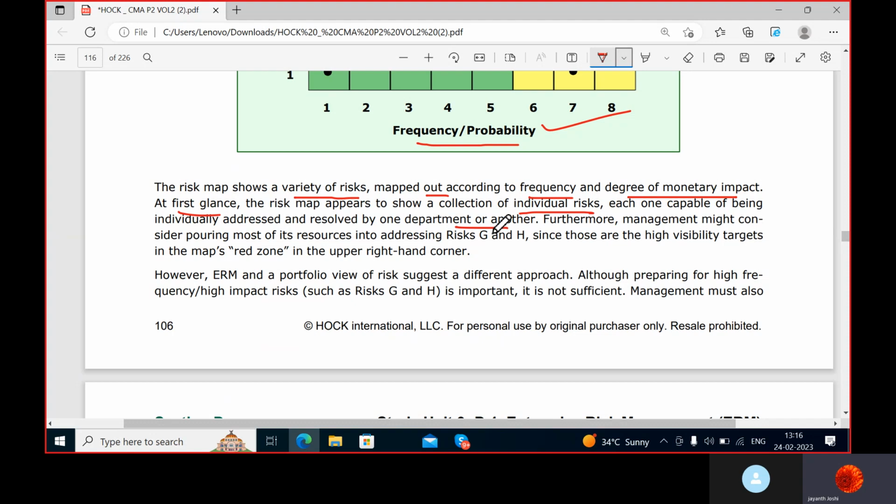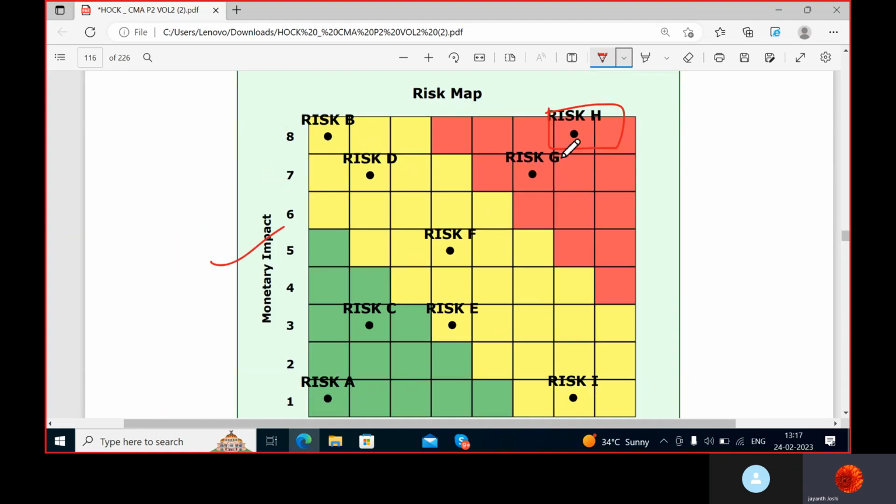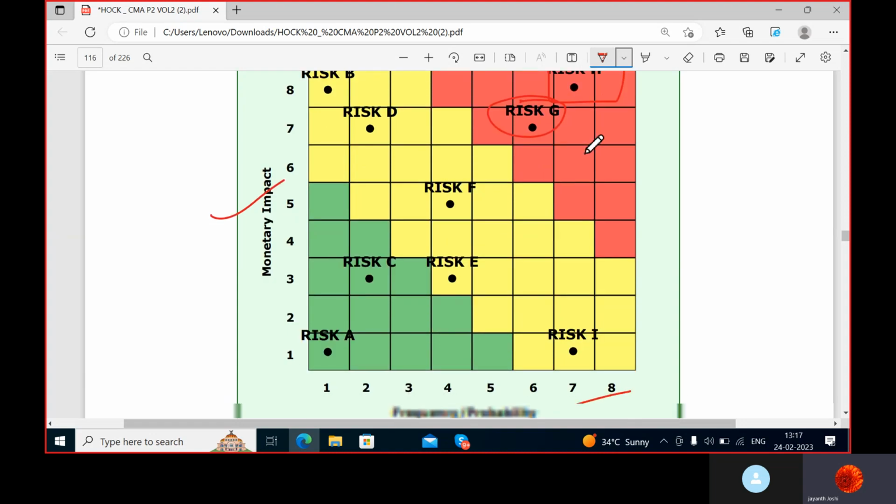Furthermore, management might consider pouring most of its resources into addressing risks G and H. To study this, they have to apply a lot of resources, because G and H happen to be the most adverse ones for the company. If I had to rank them by adversity, I would give the highest ranks to these two. Why? Because the frequency is high and the impact is also very high.